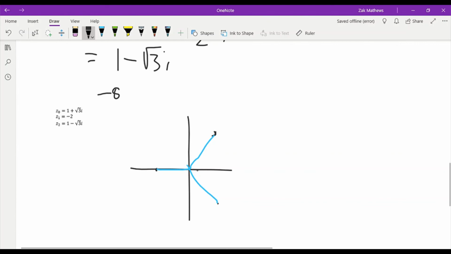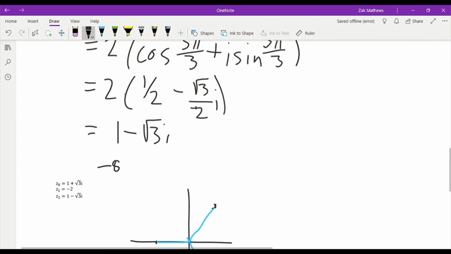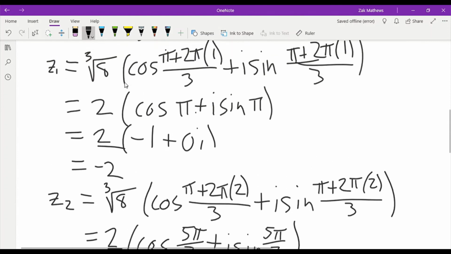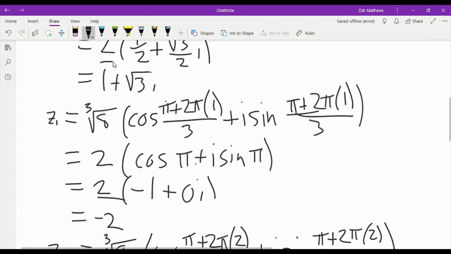So this distance from here to here has to be 2, this distance from here to here has to be 2, and this one here has to be 2. The angle between them is going to be the same. How can we see that those distances are all 2? Well, that's exactly what we found the moduli to be in each of the 3 cases. Each of them, when we have it in that polar form, has a modulus of 2.